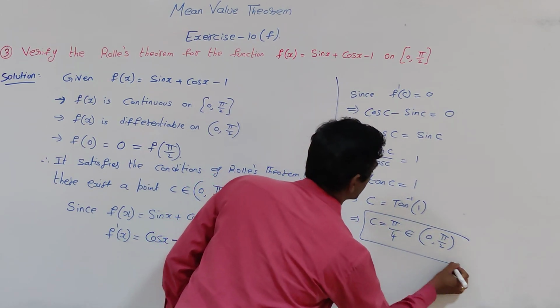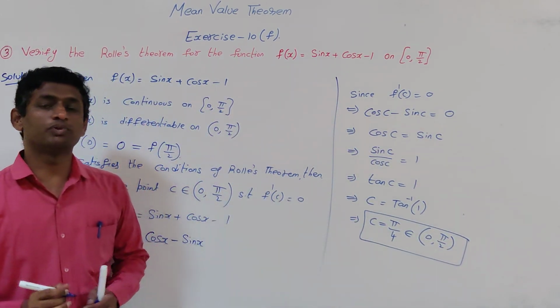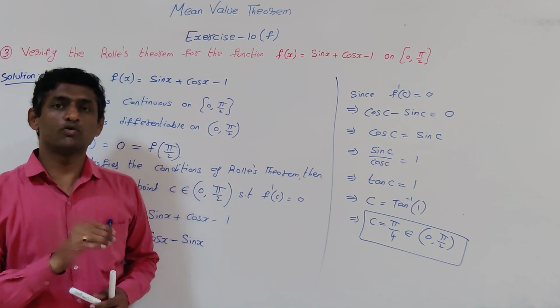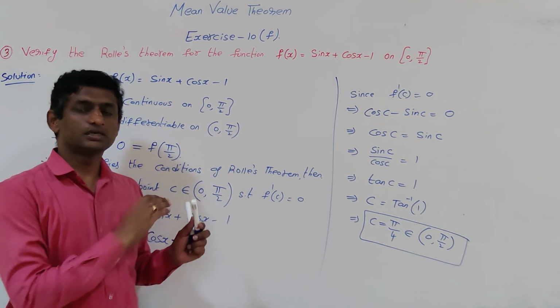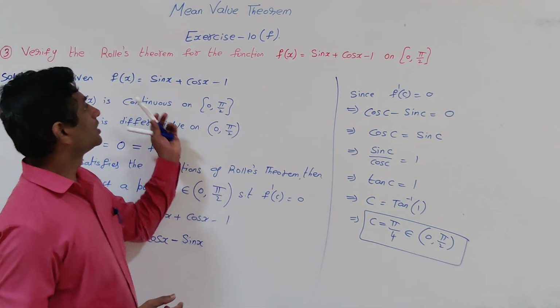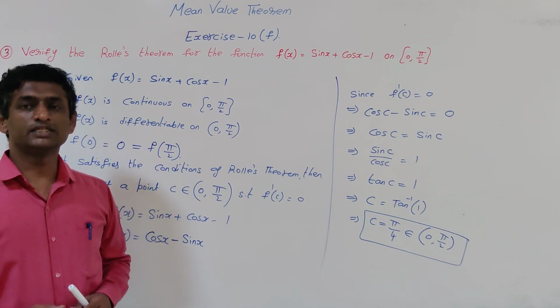So at C is equal to pi by 4 we can have a tangent where the slope will be 0 and that line will be parallel to the x axis. So Rolle's theorem is verified. Next problem please.